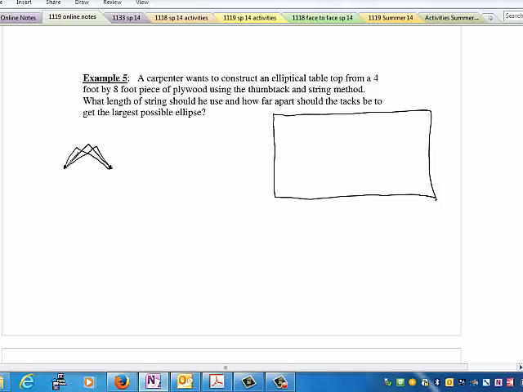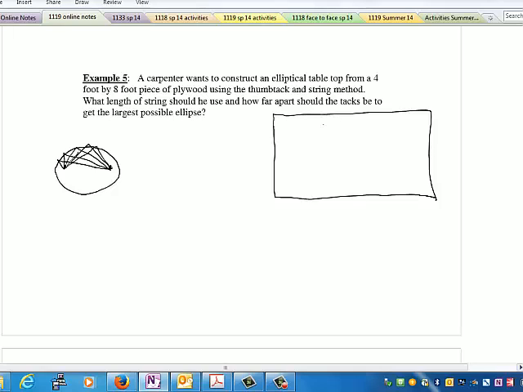And you'll end up creating an ellipse as you pull that string around. So the carpenter is going to use that method and try to build an ellipse for a tabletop, and we want to use as much space as possible. So we need to figure out what length of string he should use and how far apart the tacks should be to get the largest possible ellipse.